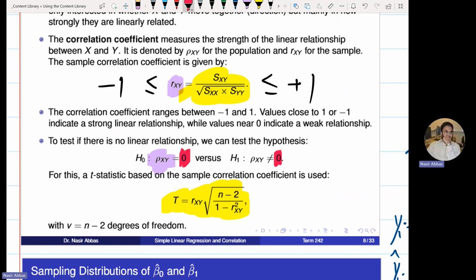For other numbers, there is another approximate Z test, which is not in your syllabus. So if you are interested in testing whether rho is 0.5 against not 0.5, you can test it using another test, which is not in the syllabus.